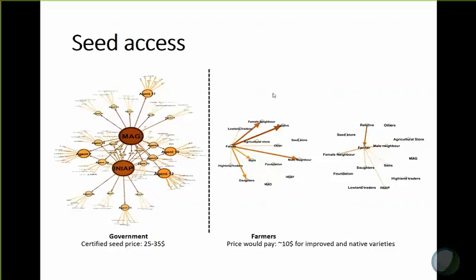We also ask them how much they are willing to pay. They say we would like to pay max $10 either for improved varieties or for native varieties. So we can see the contrast in terms of prices between the certified seed that the government is offering and the price that farmers are willing to pay. Can we continue?